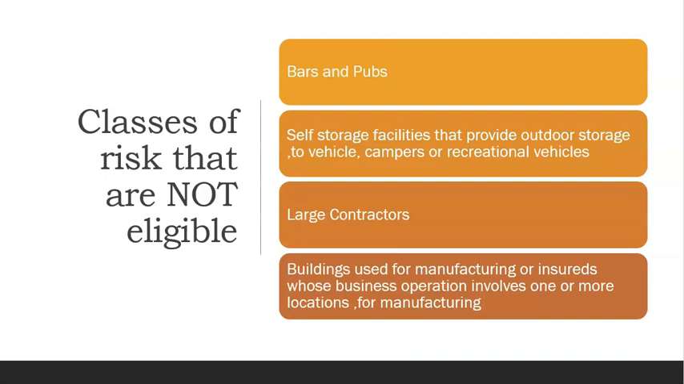So some of the types of risks that are not eligible for a business owner's policy are bars and pubs, storage units that provide storage to vehicles, including campers and recreational vehicles outside. Large contractors are not eligible for a BOP, and buildings that are used for manufacturing. These types of risks are just higher risks that would tend to be covered on a commercial package policy.